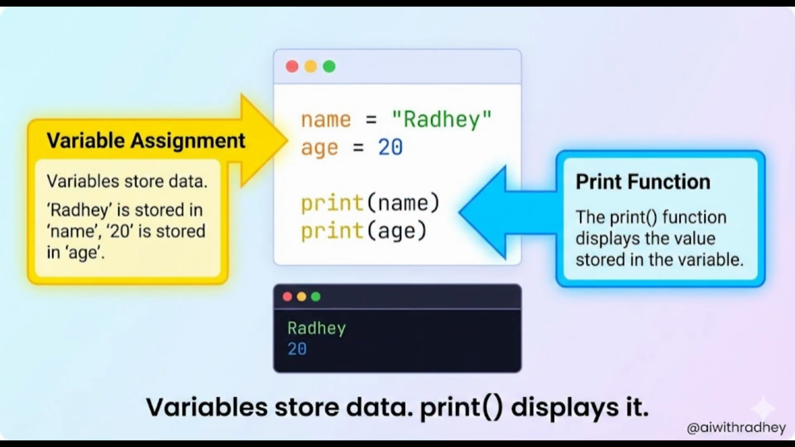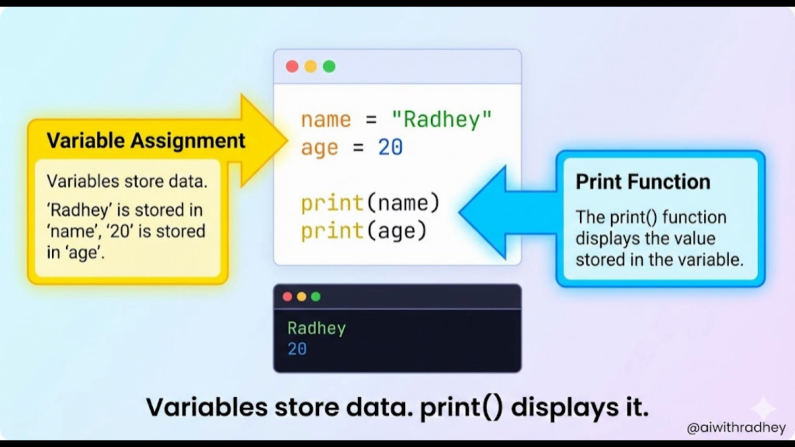Here's a simple Python example to show how variables work. We start by creating a variable called name and set it equal to the text th. Then we create another variable, age, and give it the value 20. These variables are like little containers that hold information for our program.